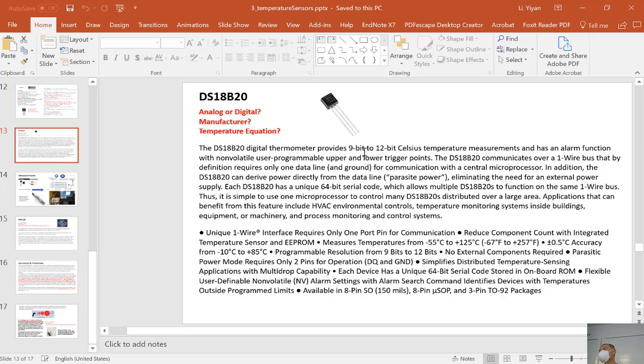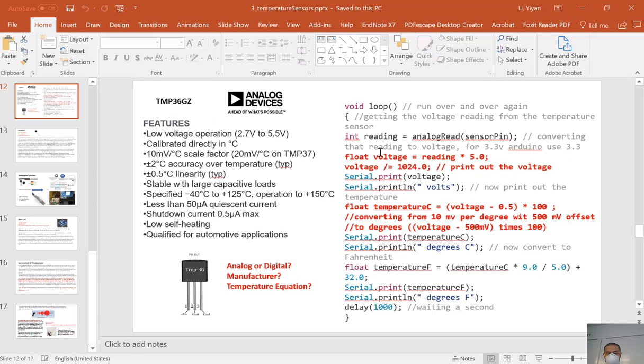Did you realize it's amazing? It only has power, ground, and then the middle one, which is one wire. So one wire. After it's powered up, it's directly just sending a digital sequence. And that's why I chose this one, because it's so convenient.